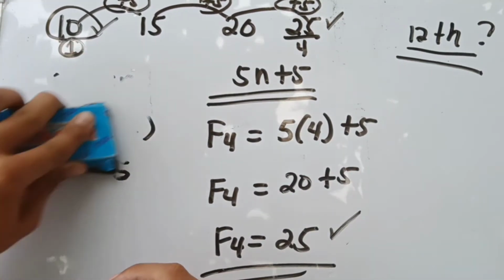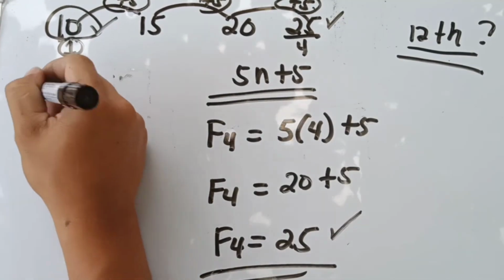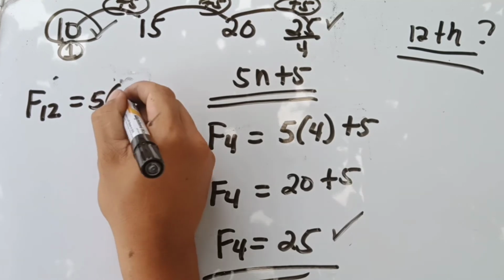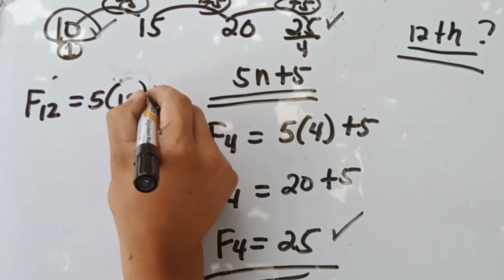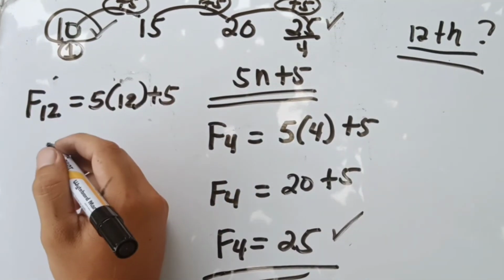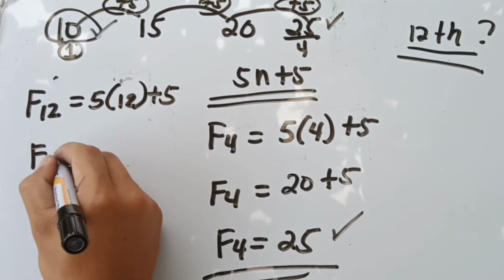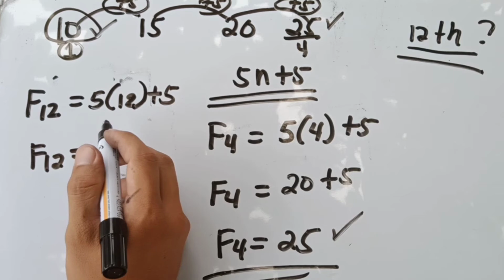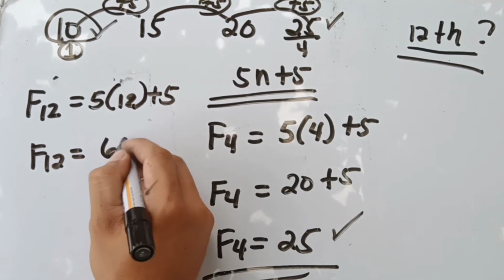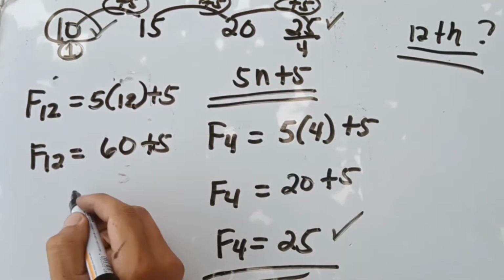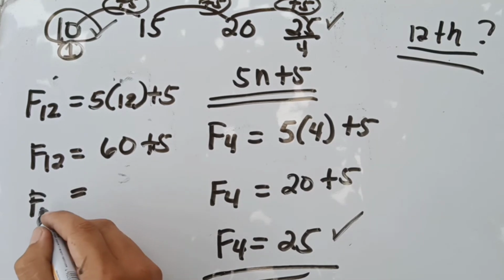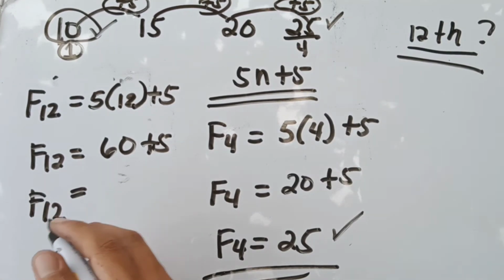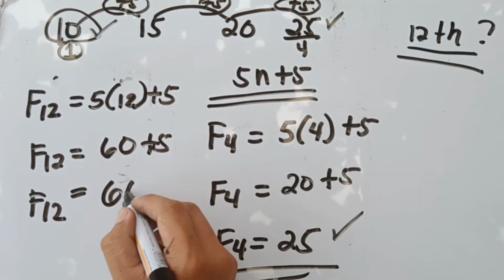Now this time, we have to find the 12th term as required. So we have f sub 12 is equal to 5 times 12 plus 5. So f sub 12 is equal to 5 times 12 is equal to 60, plus 5. So our f sub 12, or our 12th term, is equal to 65.